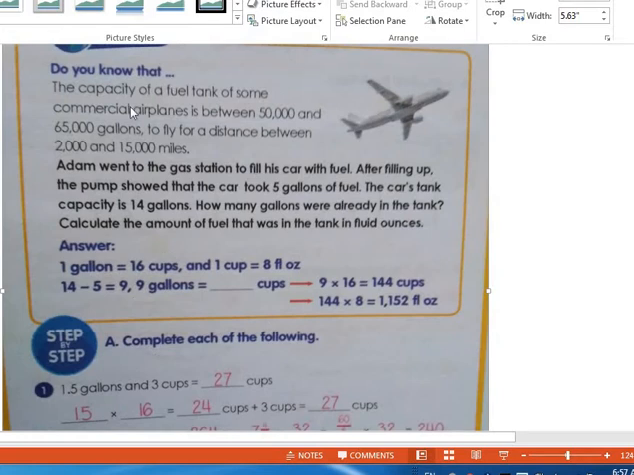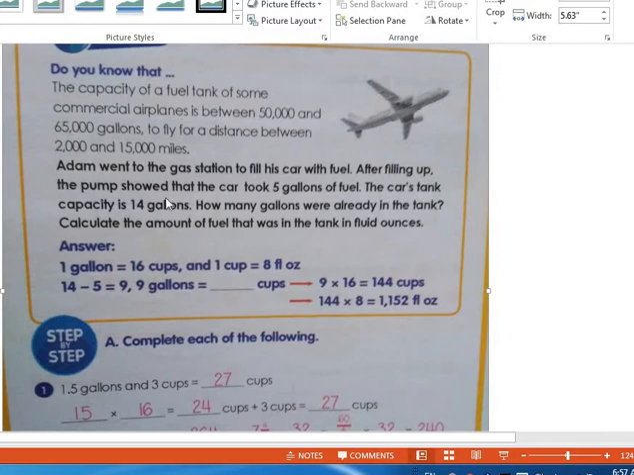Do you know that the capacity of a full tank of some commercial airplanes is between 50,000 and 65,000 gallons to fly a distance between 2,000 and 15,000 miles?